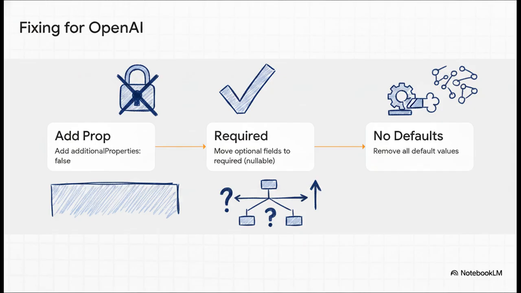If you want a field to be optional, you can't just leave it out of the required list anymore. You have to put it in the required list but make its type nullable, like an array of string and null. And third, you have to completely drop any default values. Do those 3 things, and your schema will finally pass OpenAI's strict mode.